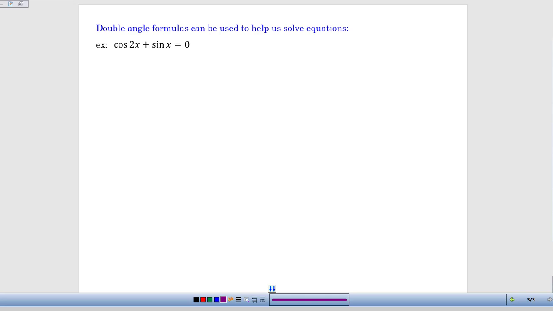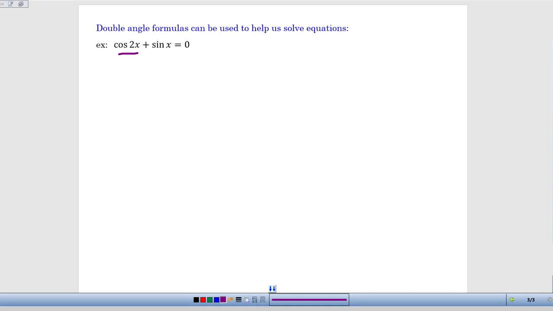We can also deploy our double angle formulas to help us solve equations. So in the example that we see here, we've got cosine of 2x plus the sine of x equals 0. And so the issue that we have here is, first of all, we have a mix of cosines and sines, which is going to make solving the equation impossible. But on top of that, we've got one that has the double angle 2x in it, the other one has the single angle. So we're going to have to deploy our double angle formula for cosine of 2x.